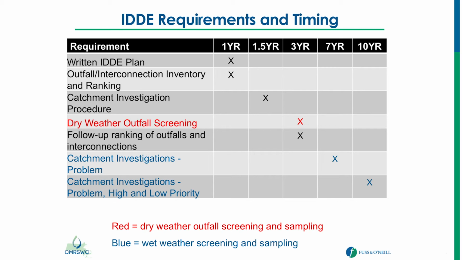After 3 years of the effective date, your dry weather outfall screening needs to be complete. Once your dry weather screening is complete, then you will re-rank your outfalls based on the information gathered as part of that dry weather screening. And then 7 years from the effective date of the permit, you're going to be completing your catchment investigations in all your problem catchments. These would be the catchments where you have known illicit connections, going through the catchment, doing any wet weather sampling that you may have to do prescribed under this permit, and then eliminating those illicit connections. And then all your catchment investigations need to be completed 10 years from the effective date of the permit.